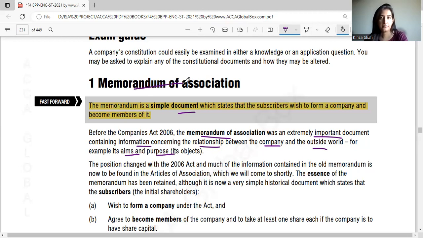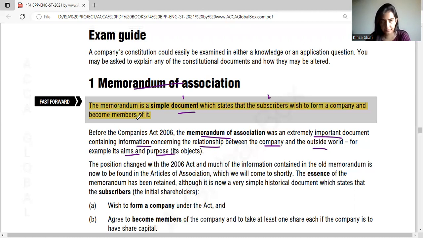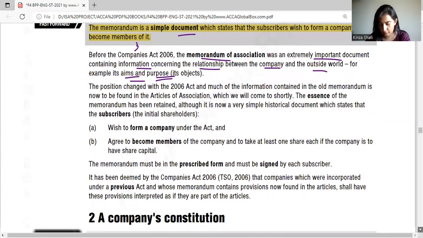So when you hear the word Memorandum of Association, what must come to your mind? First of all, these 3 points which are given over here: simple document, and it states the members who are subscribers of the company who wish to form the company and become members of it. And finally, it also states the aim and the purpose of the company, the mission of the company, what is the objective, why the company has formed.